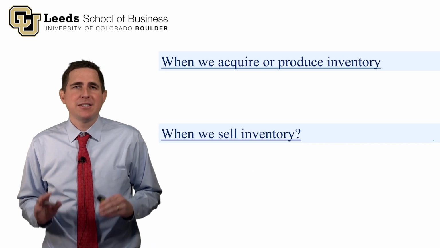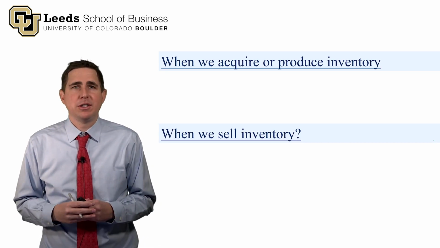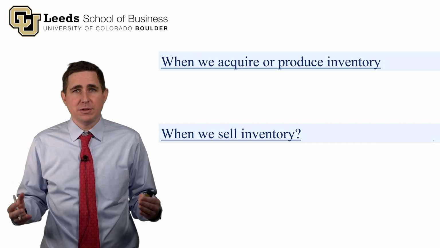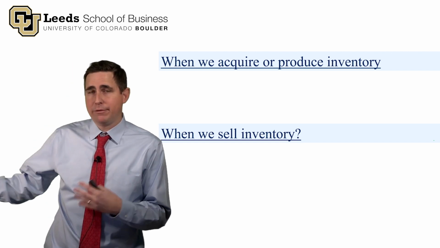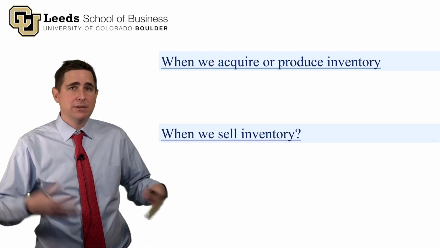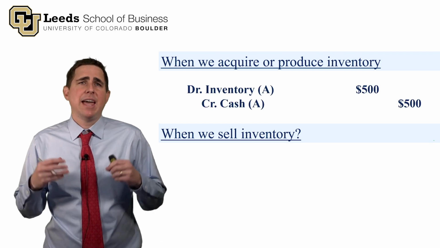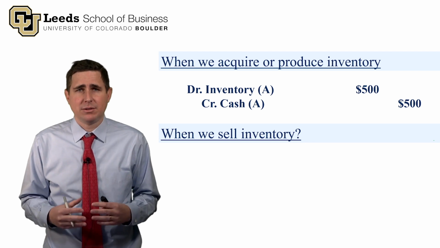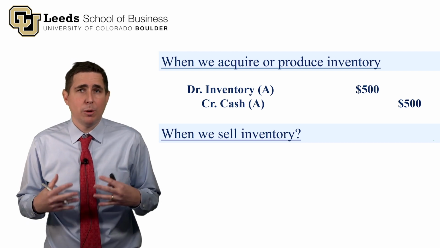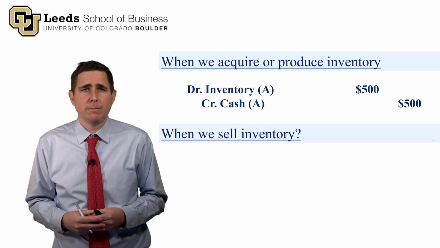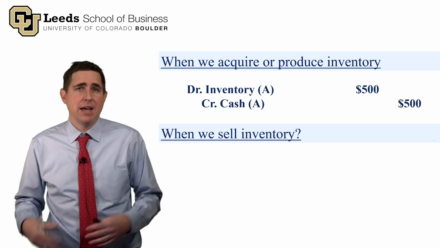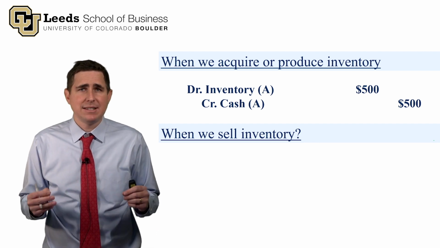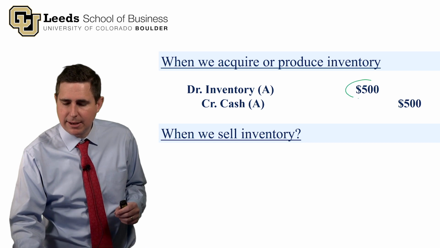First, let's talk about the basic journal entries. These are all the journal entries you need to know about accounting for inventory. First, when a company acquires or produces inventory, that is, they either buy inventory from some third party or they spend money to produce their own inventory, they debit an inventory account on the balance sheet. Inventory is an asset account. And they credit, let's just assume they're paying cash to acquire or produce inventory. So they'll reduce the cash account and they'll increase the inventory account on the balance sheet.